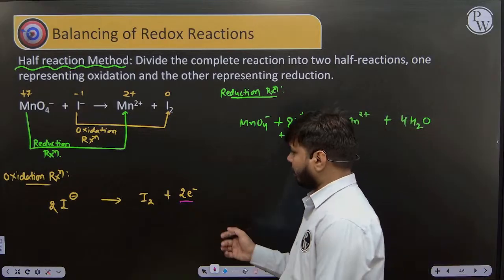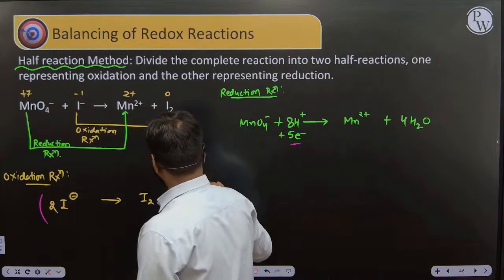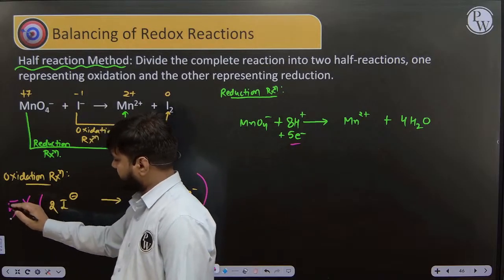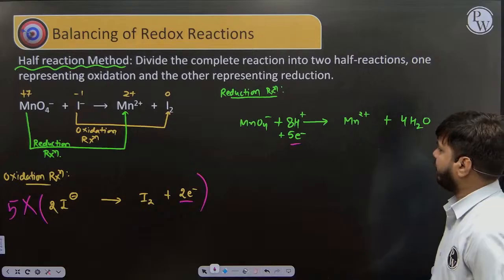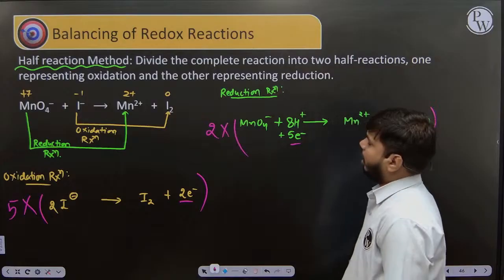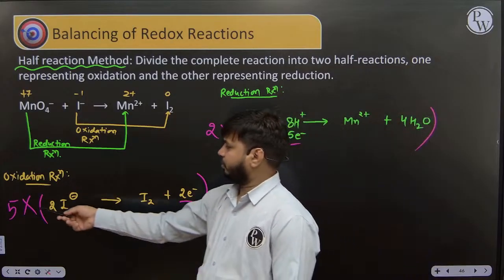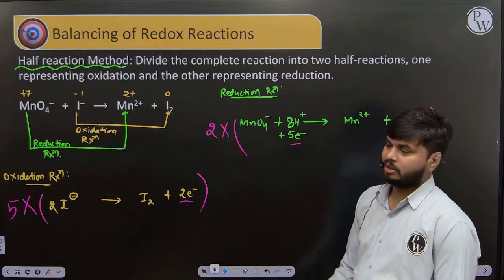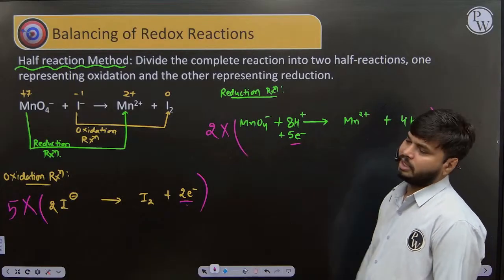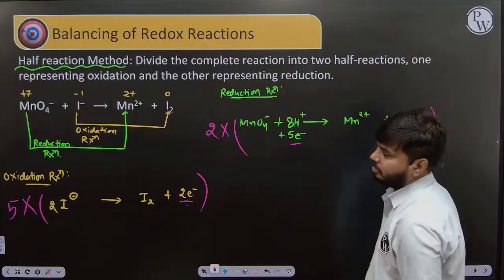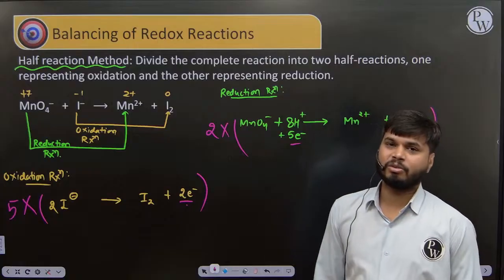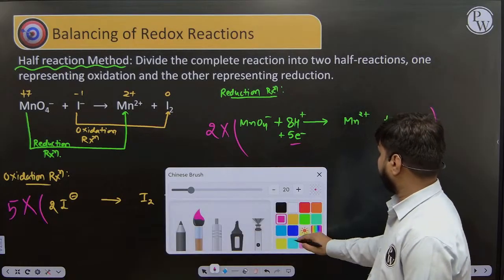In order to cancel out the electrons, we are going to multiply this equation by 5, and here I am going to multiply this equation with 2. Now look why I have done so: 5 into 2, 10 electrons in the right side, and 5 into 2, 10 electrons in the left side. So when you combine them, the 10 electrons will cancel out with each other. Okay.